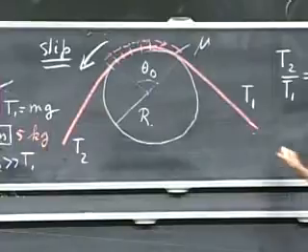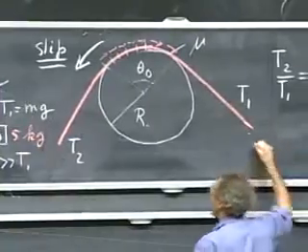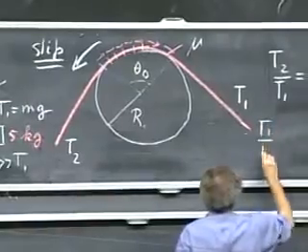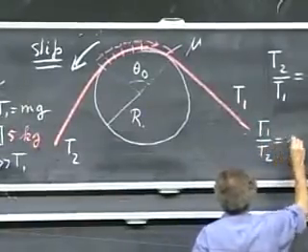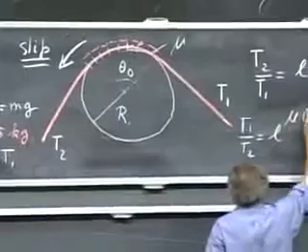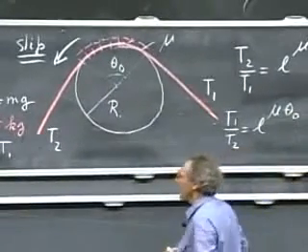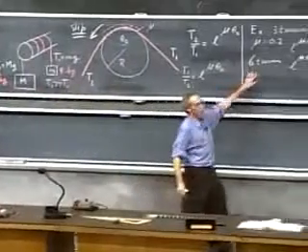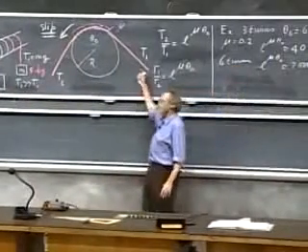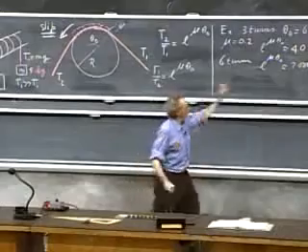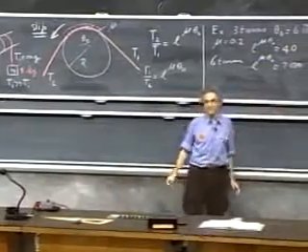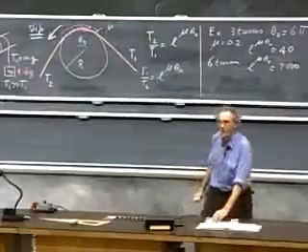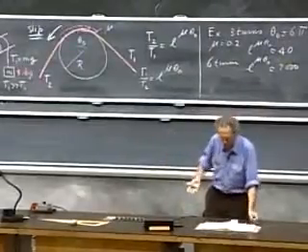So if you want this side to go down, if you want to have it slip in this direction, you're going to have that T1 divided by T2 is now e to the power mu theta 0. And so now if you have 10,000 kilograms here, and if you had 6 turns, then the force that you need here is 2,000 times larger than 10,000 kilograms. And so you would need 20 million kilograms.